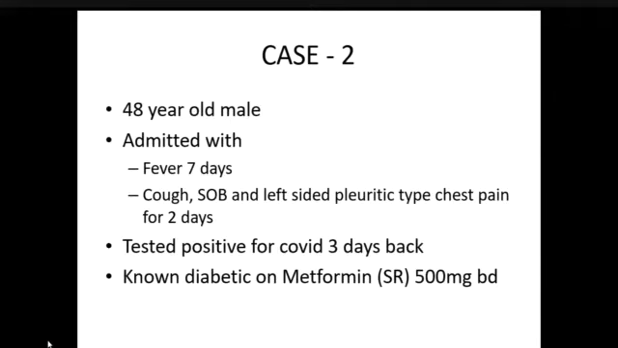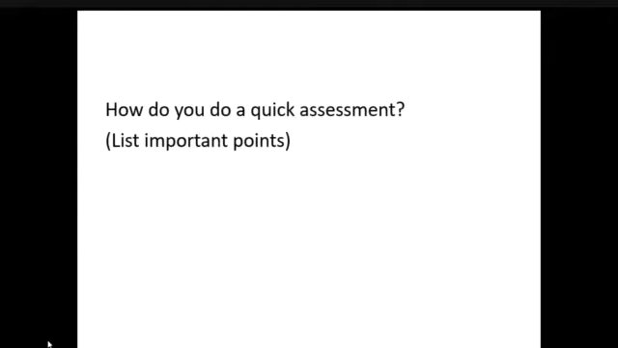Okay, so we'll move on to the second case. This patient, again 48-year-old male, was admitted with fever for 7 days, cough, SOB, and left-sided pleuritic chest pain for 2 days. He was tested positive for COVID 3 days back, and he's a diabetic on metformin SR 500 BD.